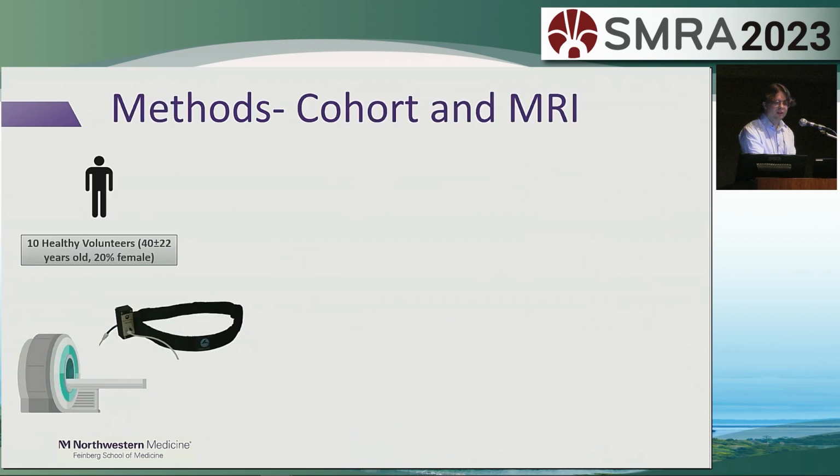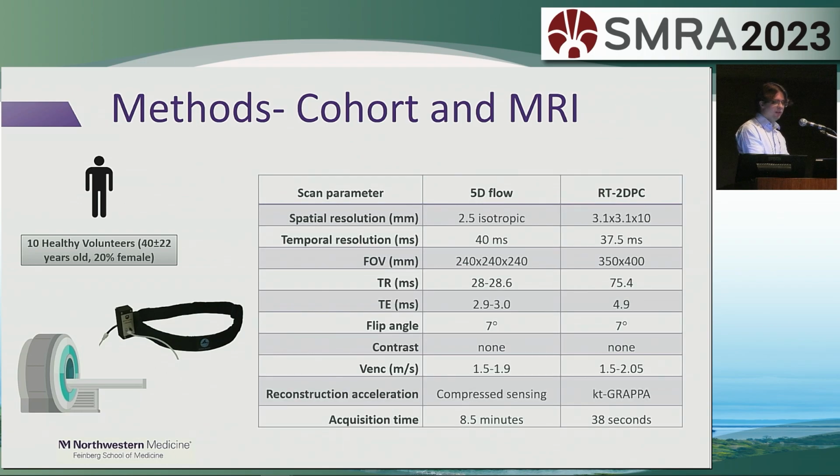For our methods, we took 10 healthy volunteers and put them in an MRI with the respiratory bellows attached to them. We performed 5D flow and 2D real-time phase contrast with acquisition parameters shown here. We tried to match the temporal resolution and the VENC together, but we do note that there is quite a big slice for the 2D real-time phase contrast, and the reconstruction techniques are different.